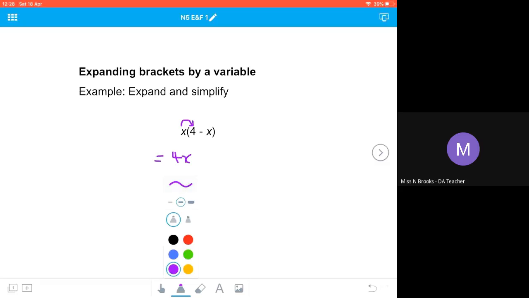And then we're going to take the x and multiply it by negative x. So the sign goes with the letter or number that comes after it. So x times negative x is going to give us negative x squared. So our final answer is 4x take away x squared.